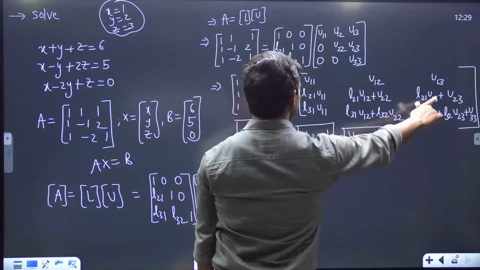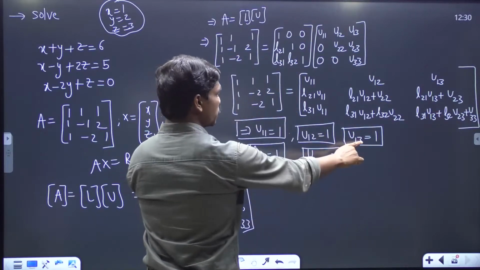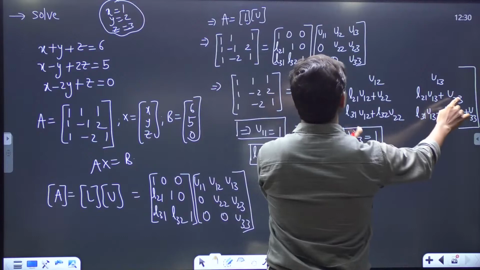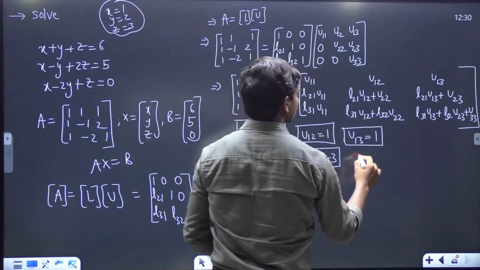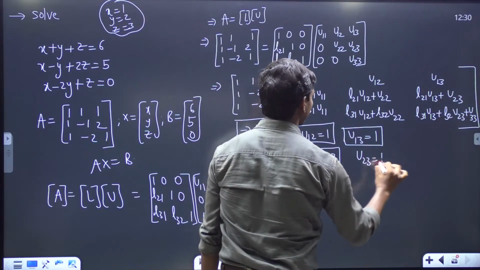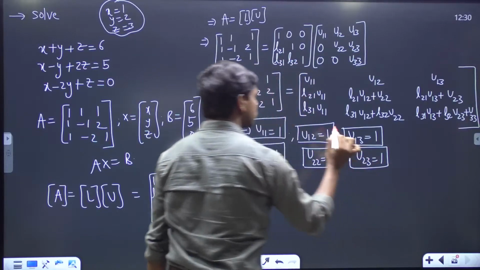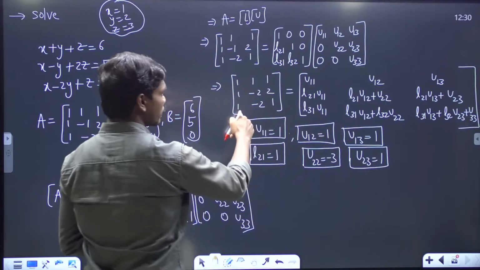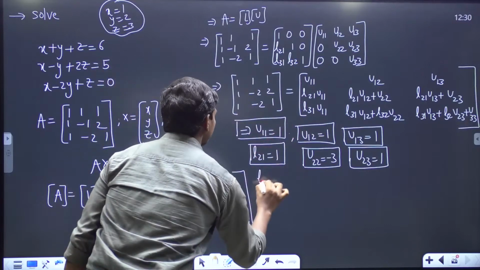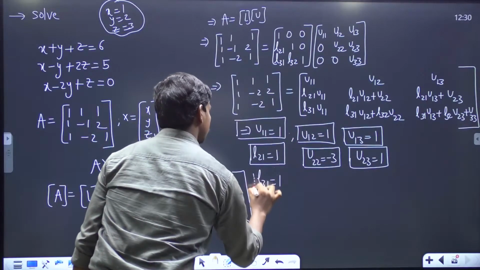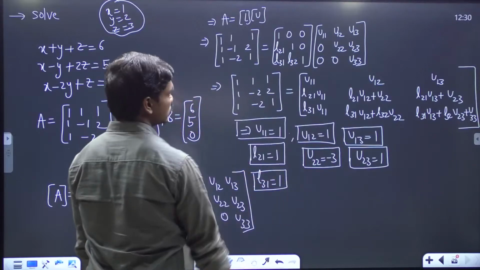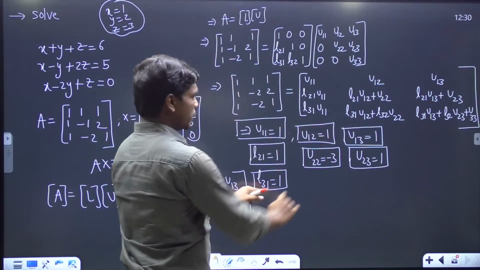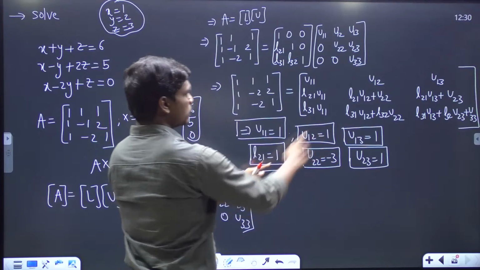Next, L21 into U13, which is 1. 1 plus U23 is equal to 2. So U23 is also 1. Next, we'll go for the other elements. L31 into U11 is 1. So L31 is also 1. Next, L31 into U12. L31 into U12 is 1. 1 into 1 is 1.